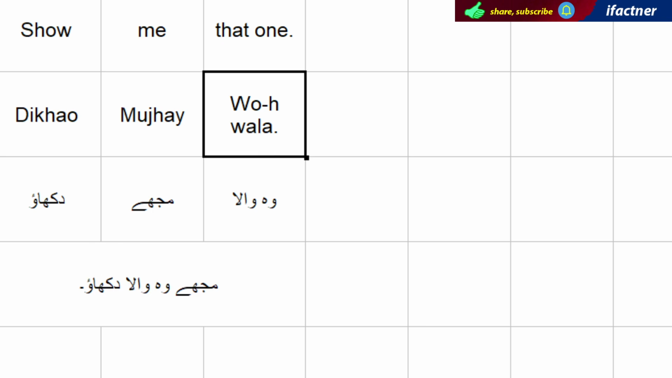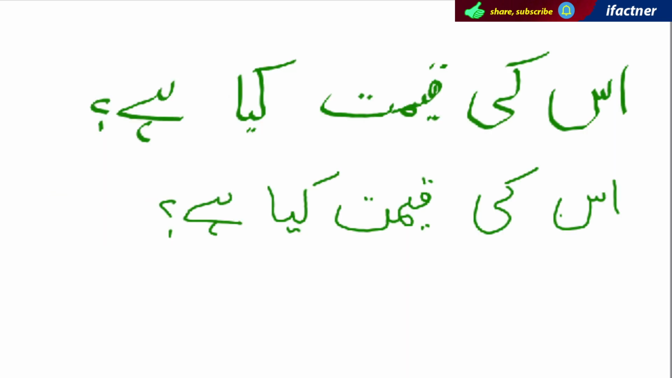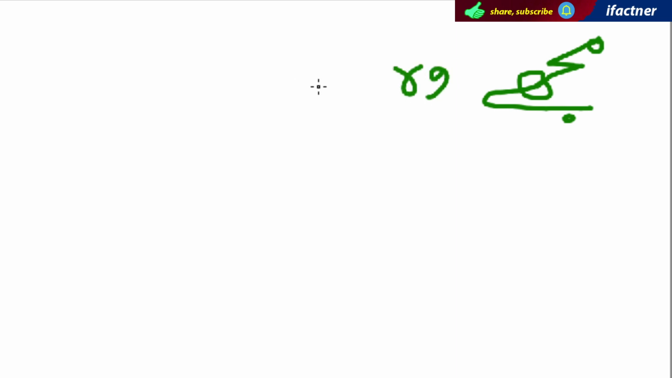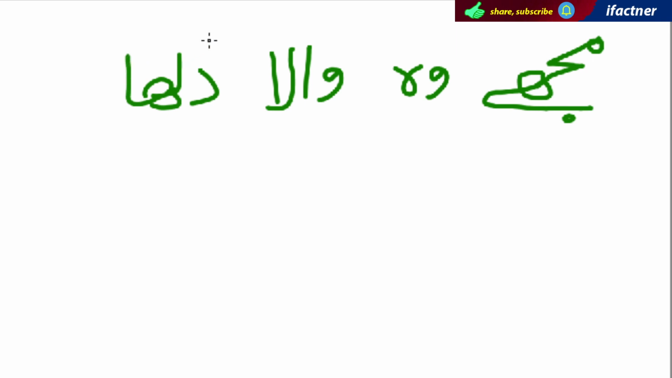Now let's see how do we write this sentence in Urdu language. We will start with मुझे. जीम हे बड़ी है, and the dot under जीम. मुझे. वो, वाव हे वो. वाला, वाव अलिफ वा, लाम अलिफ ला. वाला दिखाओ. दाल काफ हे अलिफ हमजा वाव दिखाओ. मुझे वो वाला दिखाओ.